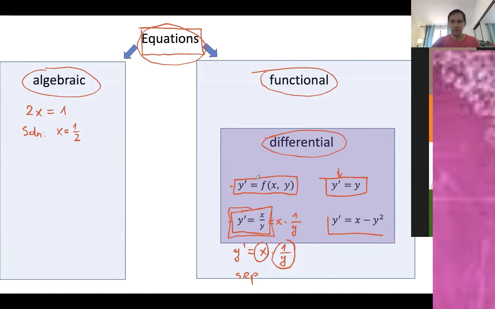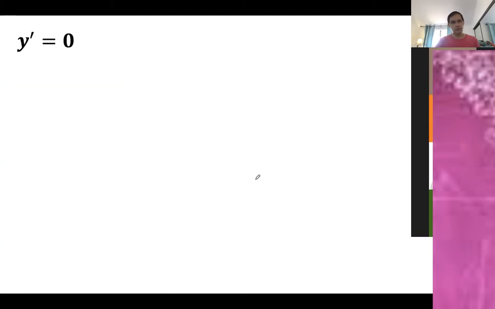Let me give you the most simple one, this one. To get some practice, what this differential equation says is find all functions y such that the derivative of this function is zero.